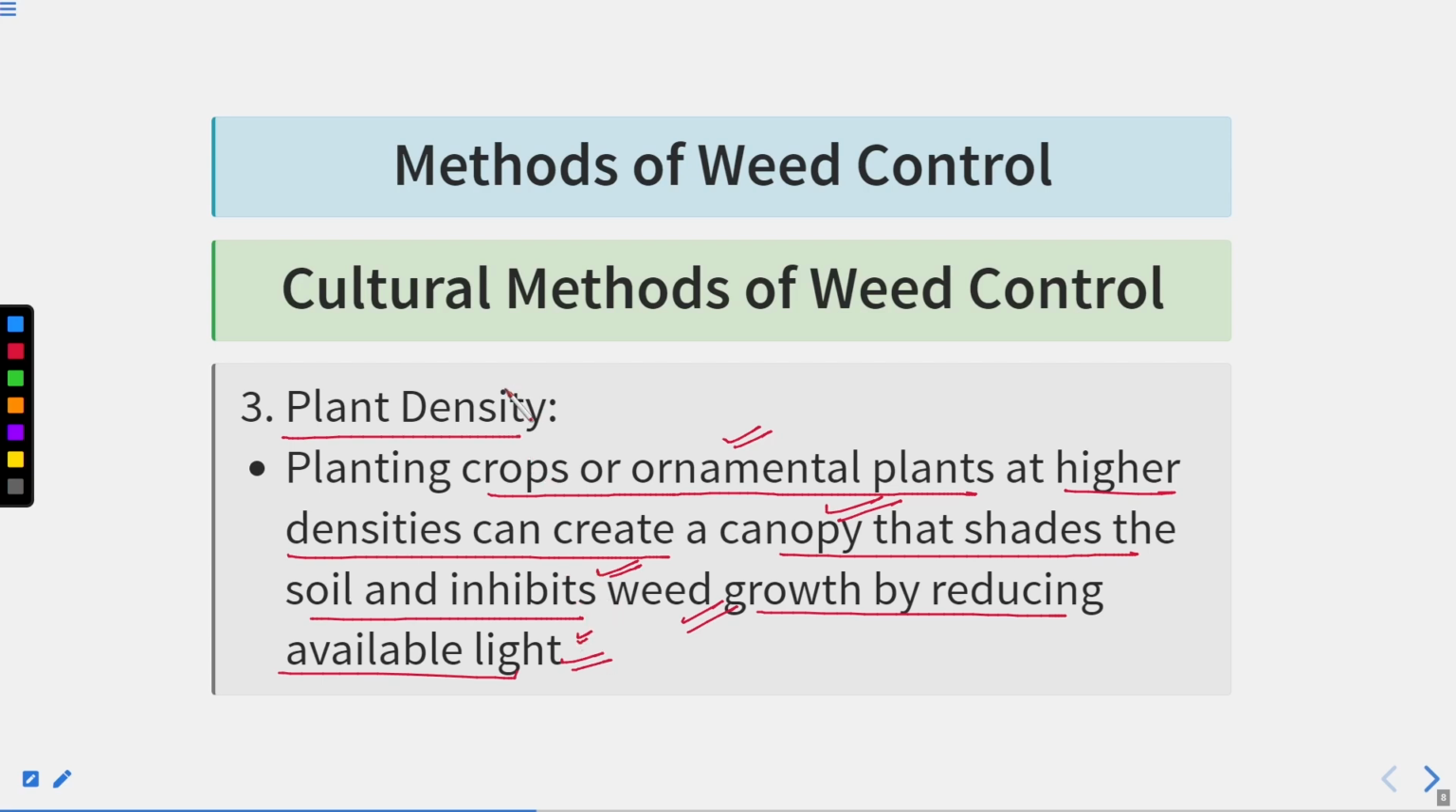So in this way, with plant density, what are we managing? We are managing the density of the plant, right? So this plant density is actually giving control over the weed growth.